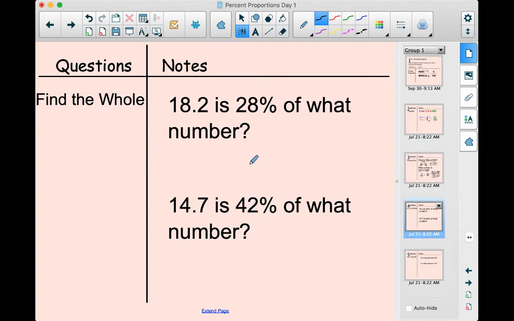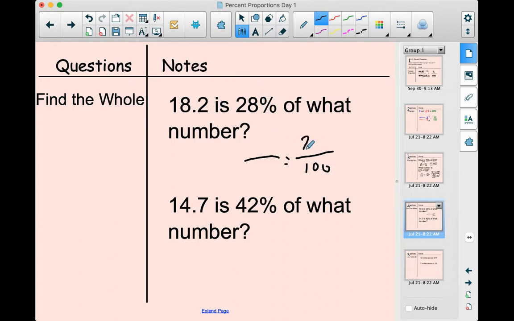Let's look at a couple where we're finding the whole. The numbers are a little less pleasant here, where at this point you can be using calculators. You probably wouldn't want to on a problem like this. So I set up my proportion. This is 100 for sure. It says 18.2 is 28% of what number?